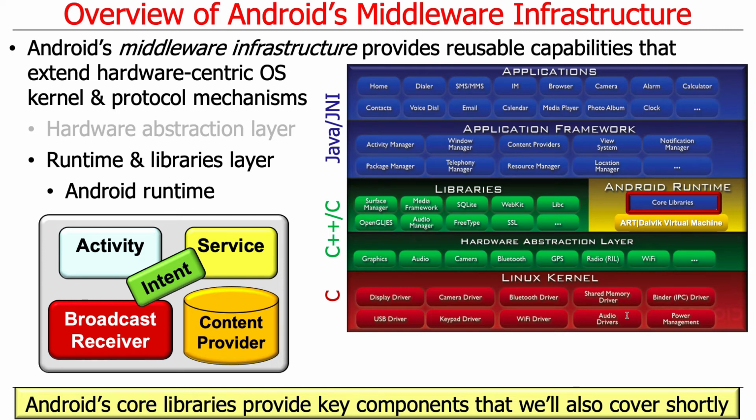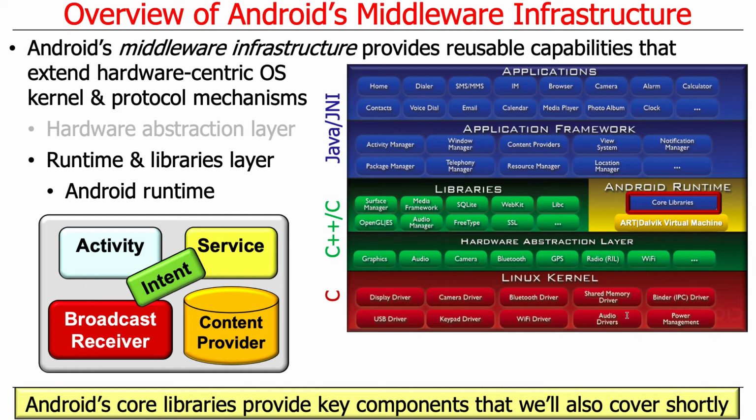We have services, which can run in the background and do things that may be longer running, like downloading files. There's broadcast receivers, which are used for handling event notifications. And then there's these interesting objects, which are really sort of POJOs, plain old data structures, called intents, and they're used to basically communicate between these other components and also are used by Android to launch those components.